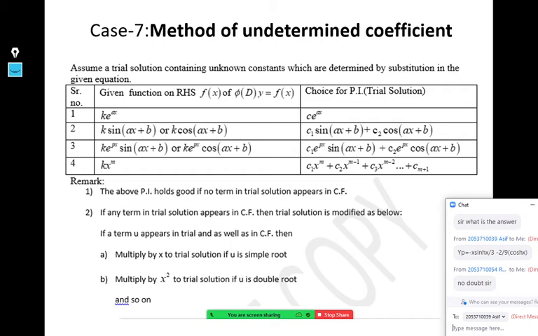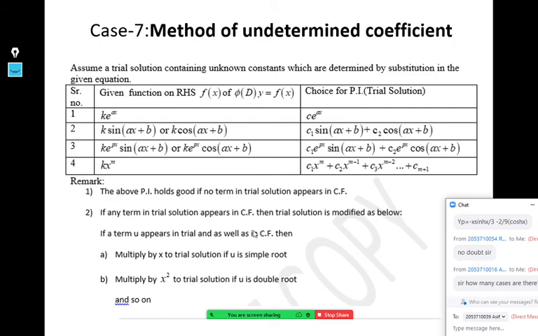So how does this method work? Actually, there is no formula. We just have to first find out YC. The YC will tell us whether, when we replace D by a or D square by minus a square, it comes to 0 or not. If it comes to 0, then we have to multiply by x if it is a simple root, and if it is a repeated root, we have to multiply by x square.